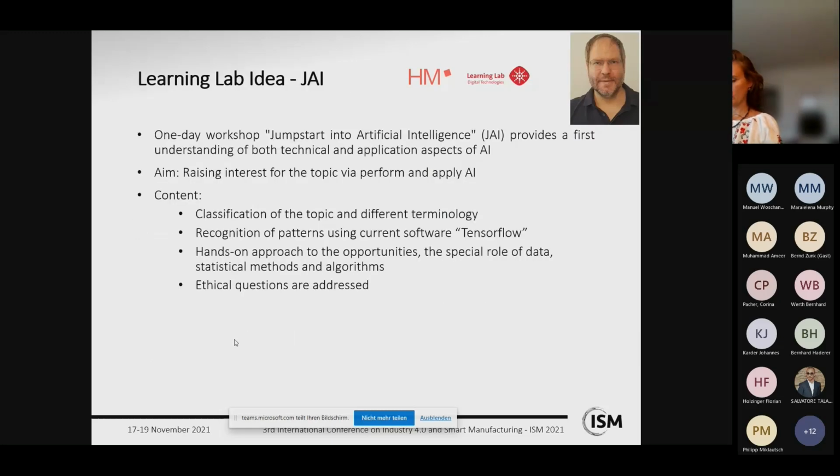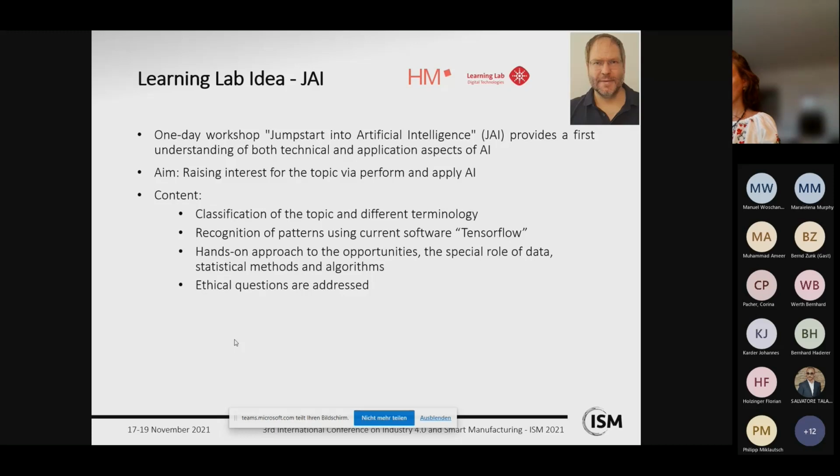This learning lab, as we call it, Jumpstart into Artificial Intelligence, is basically a one-day workshop. So we do this within one day. It should just provide a first understanding of the technical aspects as well as applications of artificial intelligence. It should primarily aim to raise the interest in the topic so that people are very motivated for the class afterwards, and just show some simple applications they can do very easily.